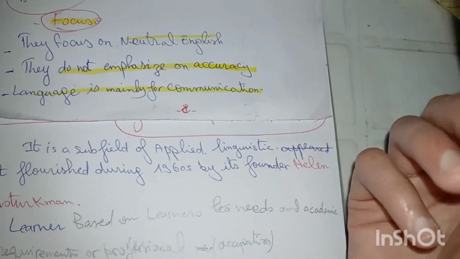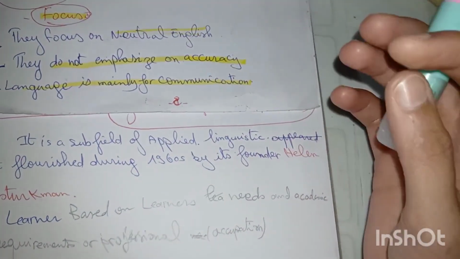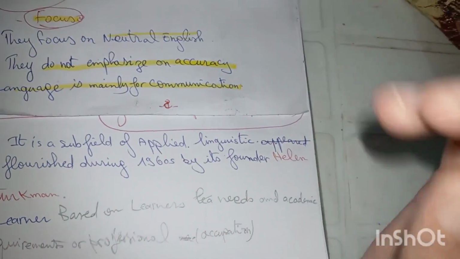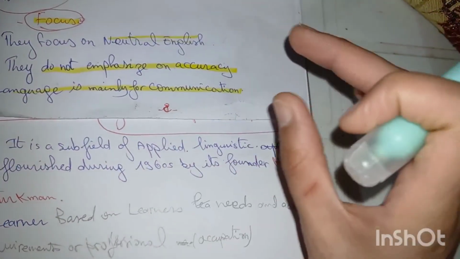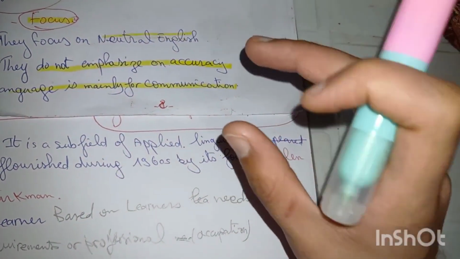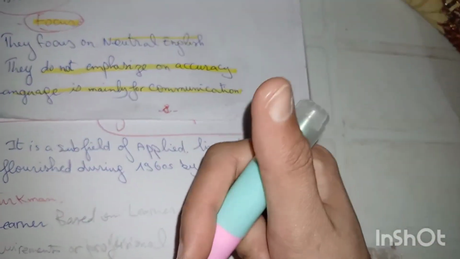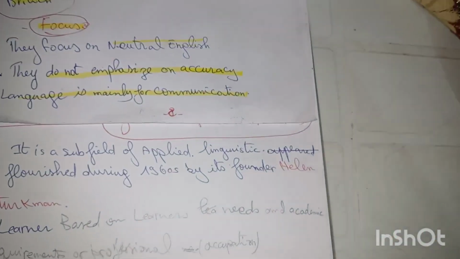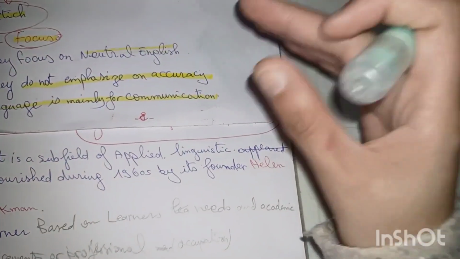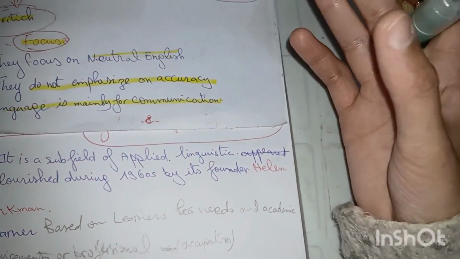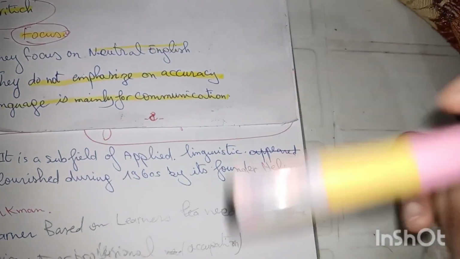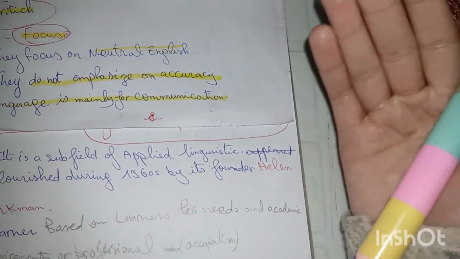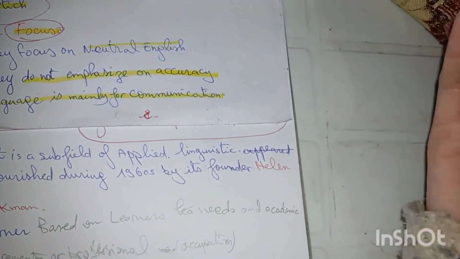So we will move to the focus. The focus here is not on accuracy, that you need to master the language and know all the grammar rules. It is just about getting a neutral English. This is what we call neutral English or universal English, because it focuses on sending the message and understanding the meaning of it. That's what is important.